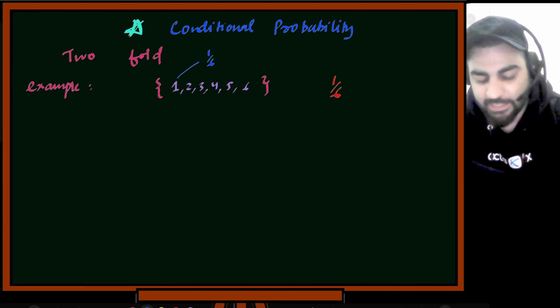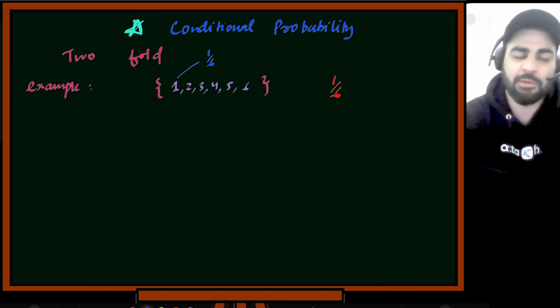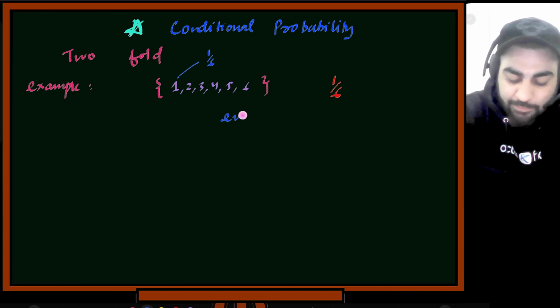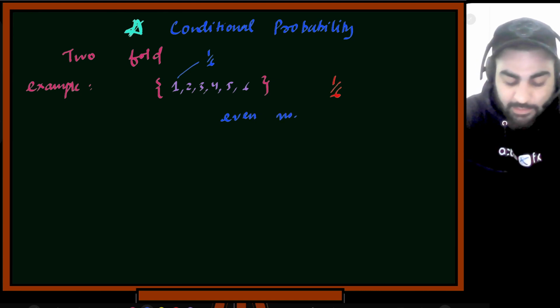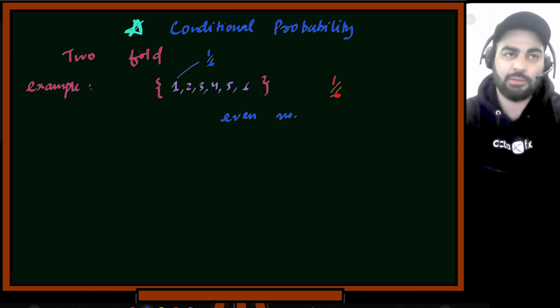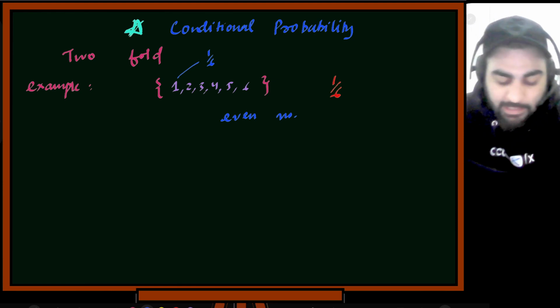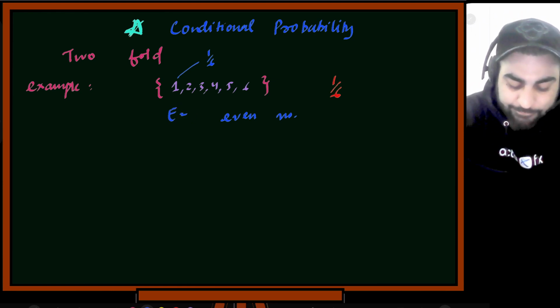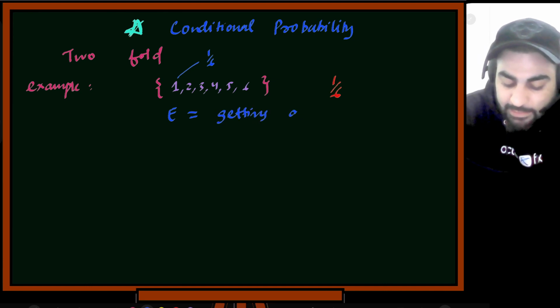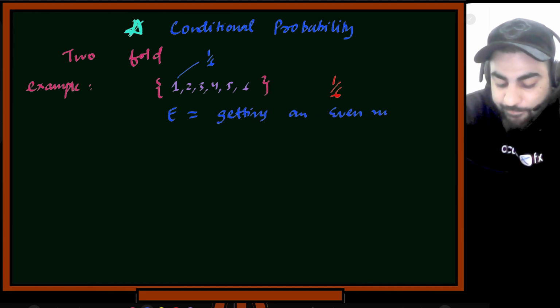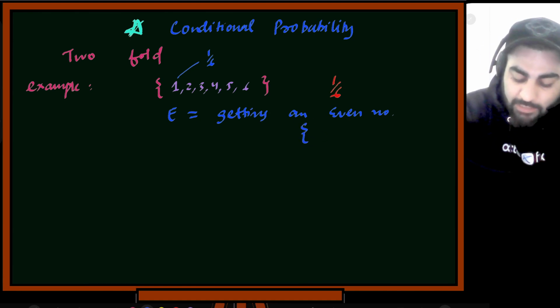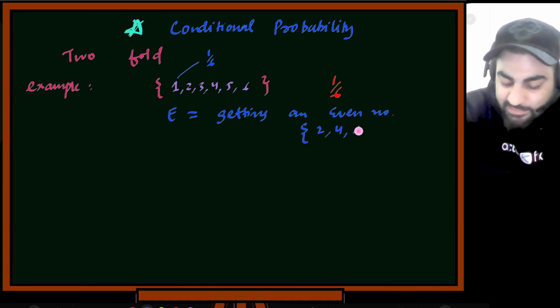So now what I'm saying is, if somebody said that a person rolled a die and he got an even number, okay, now some event happened. The event is getting an even number. So what even numbers can be there? 2, 4 and 6. These are the even numbers.